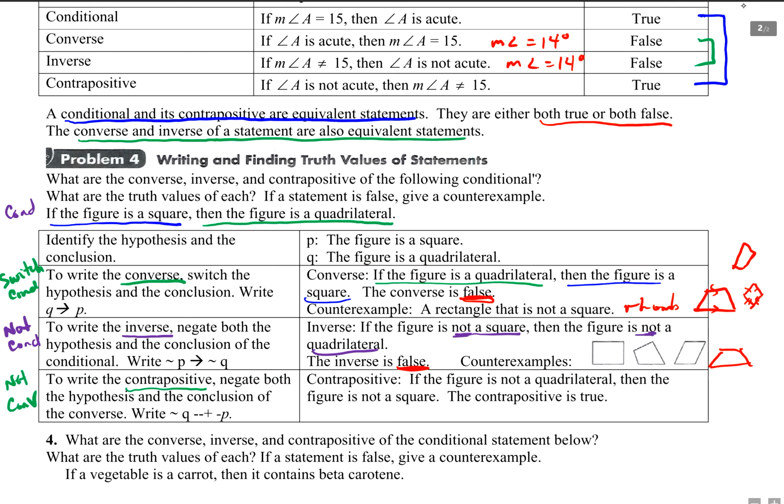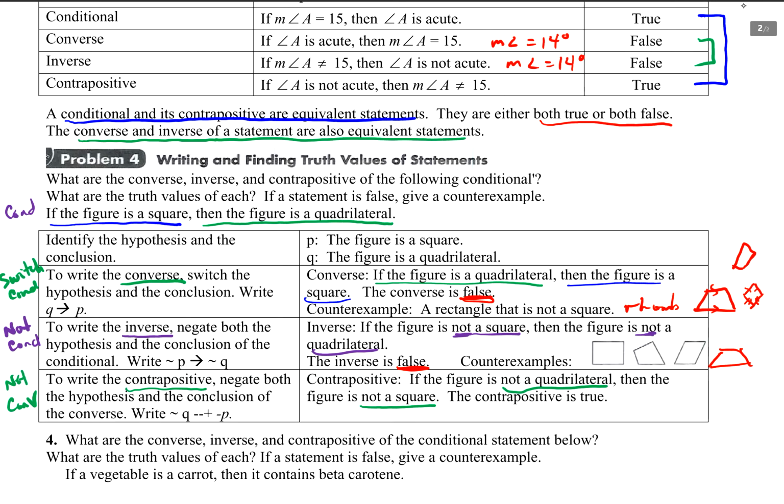If the figure is not a quadrilateral, then the figure is not a square. So our requirement is not a quadrilateral. That means any shape that does not have four sides. So triangle, hexagon, any of those, decagon. It is not a square.